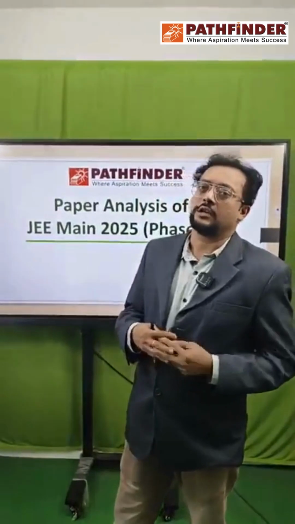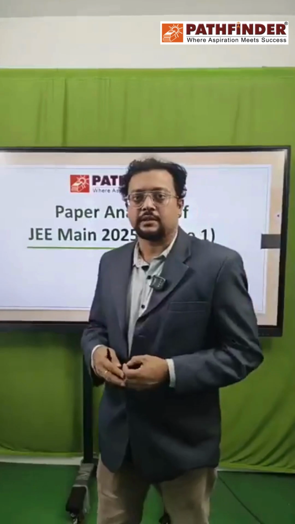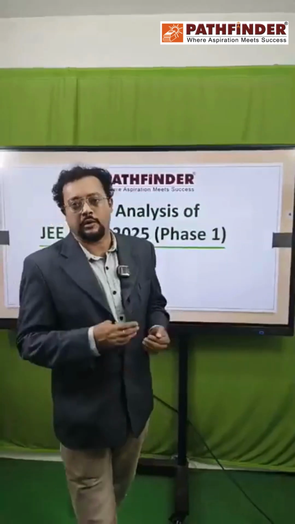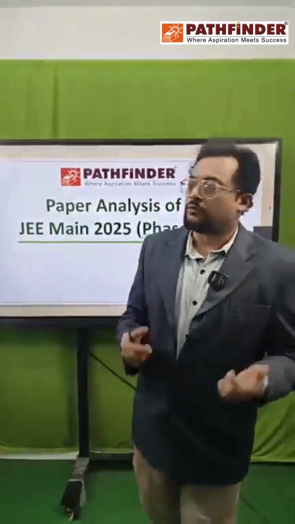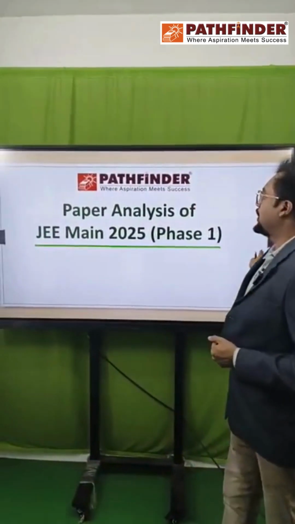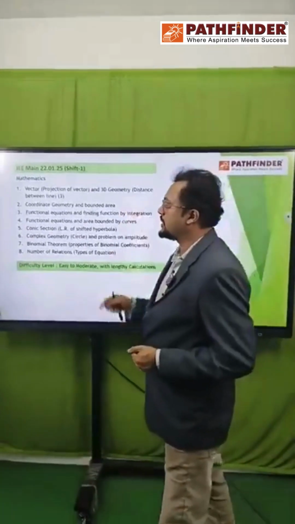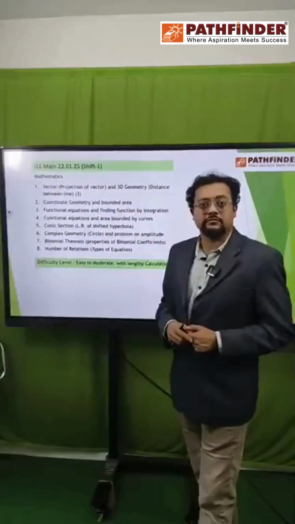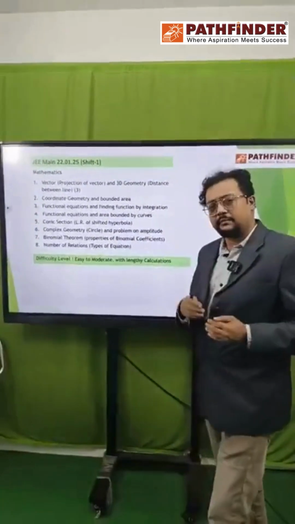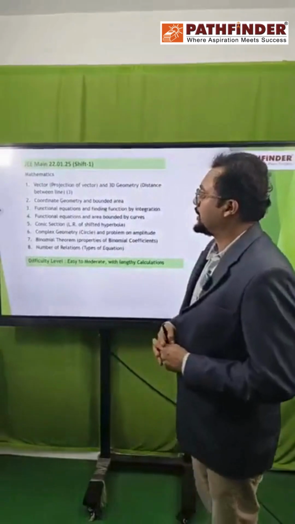Of course, as you already know, these are all memory based papers because the official papers are yet to come out. But since we had several students over there, we could get them to recapitulate the problems. Say for example, this is the JEE Mains 22nd of January shift 1 paper. So what are the major takeaways? This is from mathematics.